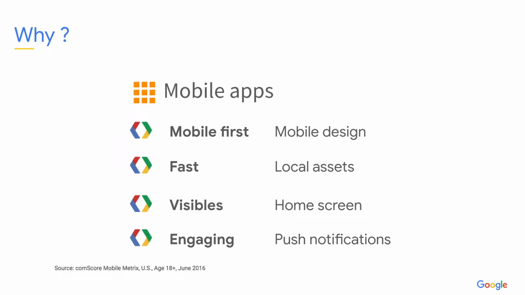The native apps, they really have a lot of advantages. So first thing, they are mobile first. So the design is mobile and works very well on mobile. They design everything from a mobile point of view. They are fast because of the local assets. They are more visible because they are present on the home screen, and they are more engaging thanks to the push notifications.